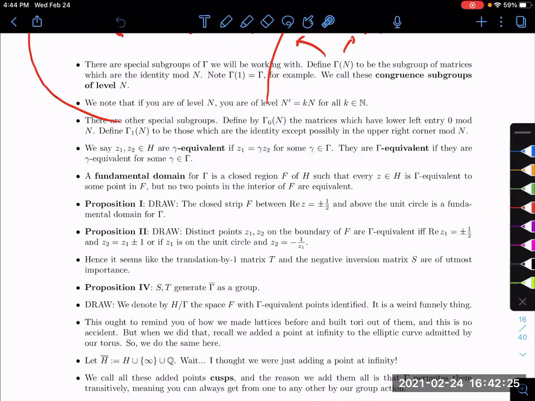But we want to impose one other restriction, right? We want the smallest F in some sense where this is true. In other words, we don't want 2 points inside the interior of F to be gamma equivalent. That would be stupid, in the sense that we could just shrink this region down. And so proposition 1: can I give you an example of such a fundamental domain for gamma? I can, and here's the picture.